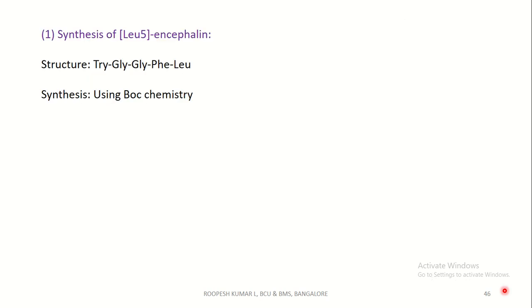And coming to the solid phase synthesis of leucine enkephalin, this is the structure of leucine enkephalin. It has 5 amino acids, a pentapeptide, and the synthesis starts using Boc chemistry.